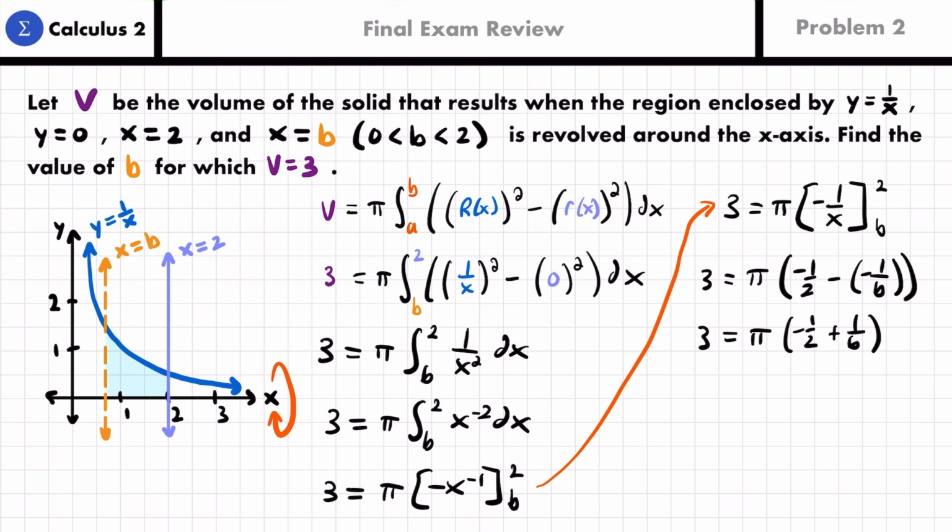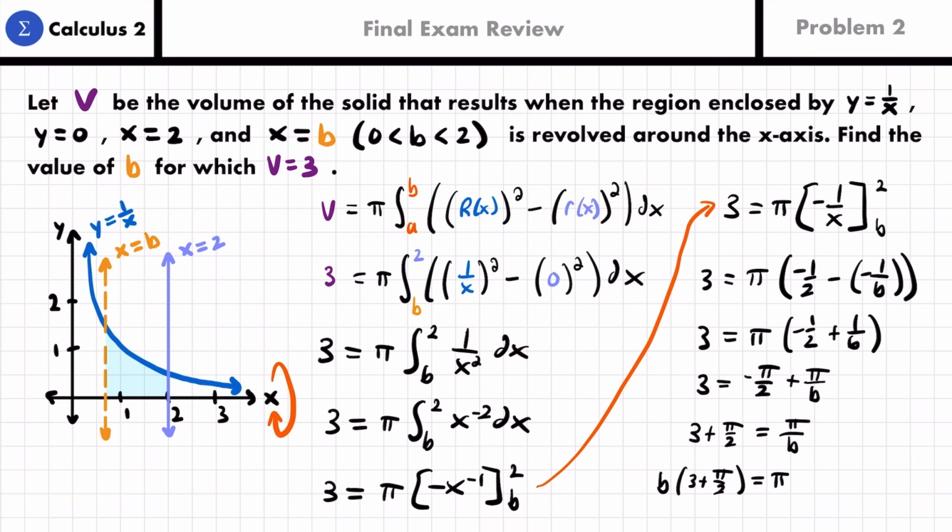Okay, so to do that, let's begin by distributing pi through this quantity, giving us 3 is equal to -pi divided by 2 plus pi divided by b. And then let's add pi divided by 2 to both sides of the equation. So we get 3 plus pi divided by 2 is equal to pi divided by b. And then let's multiply both sides of the equation by b. So we have b times 3 plus pi divided by 2 is equal to pi.